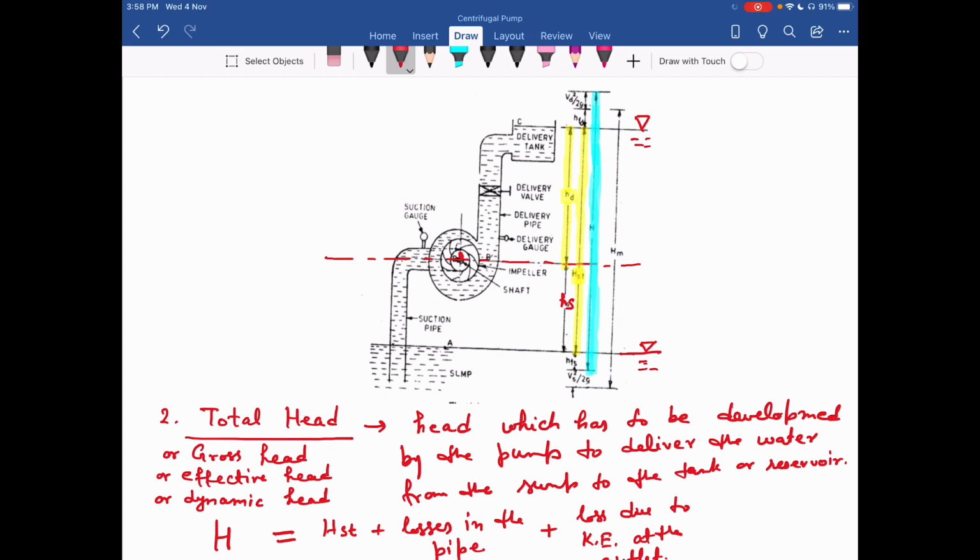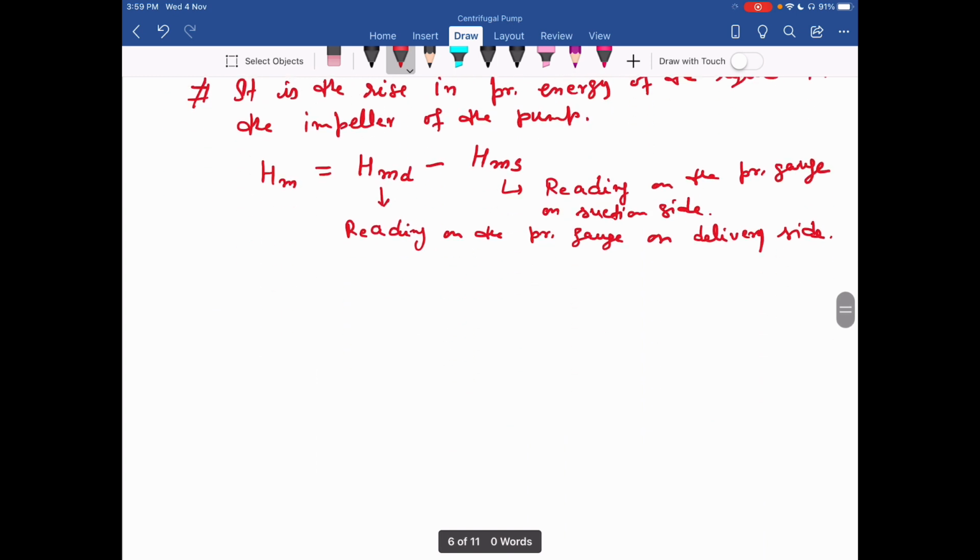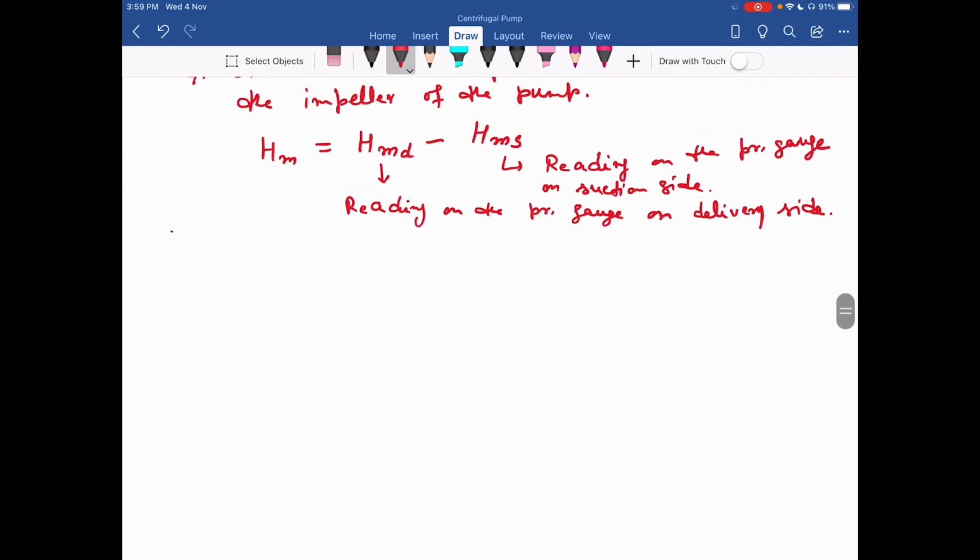Now this point B is on the suction side, that is near the eye of the pump. So I apply Bernoulli's equation at point B and at point A. Point A is on the sump level. So now I apply Bernoulli's equation at point B and A.